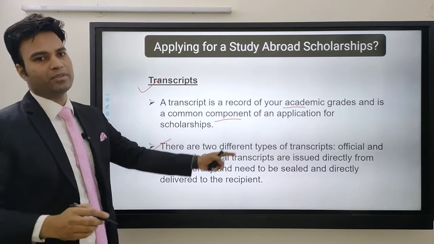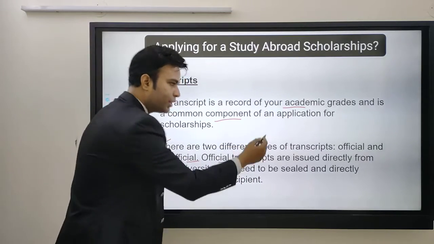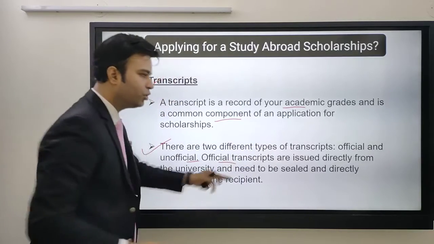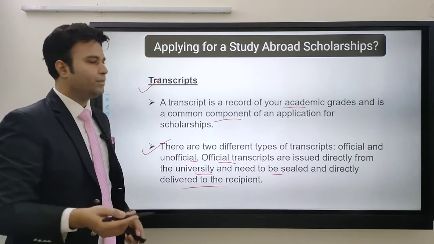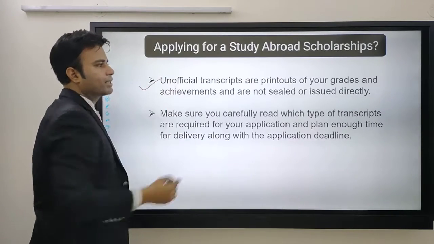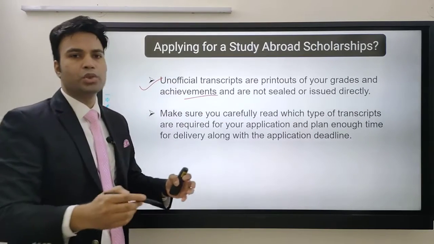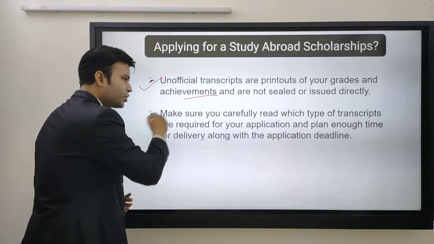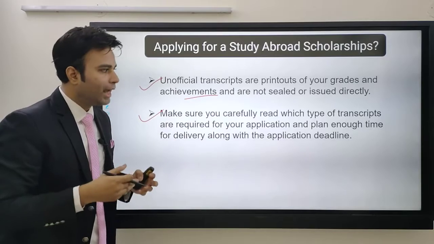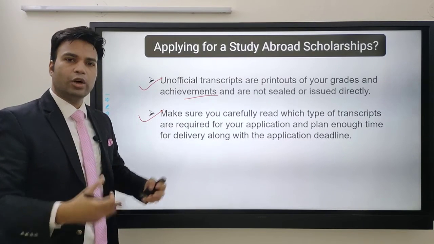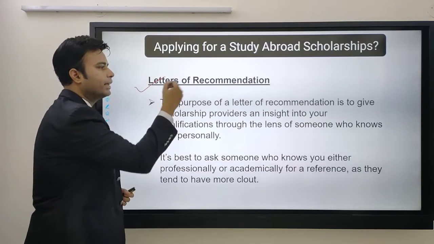There are two different types of transcripts, official and unofficial. Official transcripts are issued directly from the university and need to be sealed and directly delivered to the recipient, while unofficial transcripts are printouts of your grades and achievements and are not sealed or issued directly. Make sure you carefully read which type of transcript is required for your application and plan enough for delivery along with the application deadline.